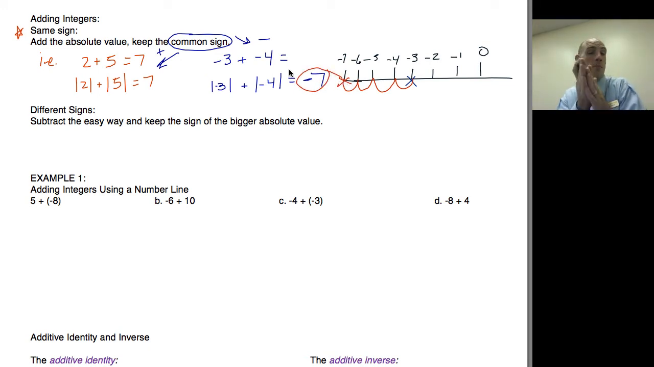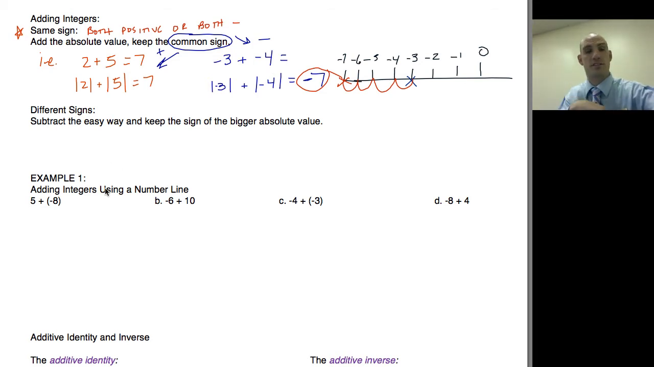So that's when the numbers have the same sign. So either they are both positive or both negative. So same sign is both positive or both negative. Keep the common sign, add the absolute values.